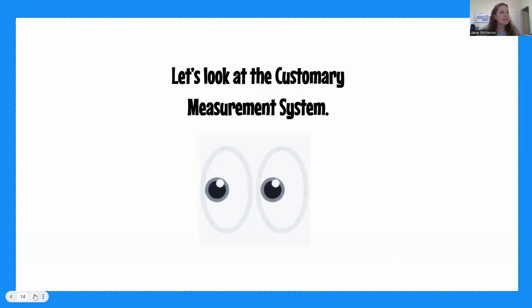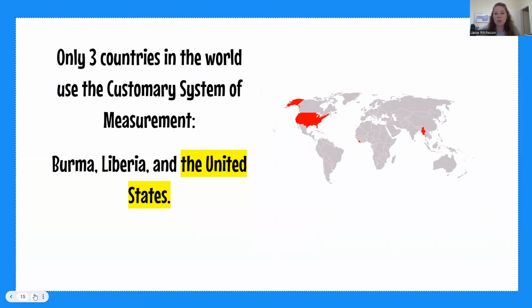So let's look at the customary measurement system, which is what we use here in the United States. Look at this map. Only the places in red use this. So all of the United States plus little tiny Burma and Liberia. That's it. Everyone else uses the metric system.